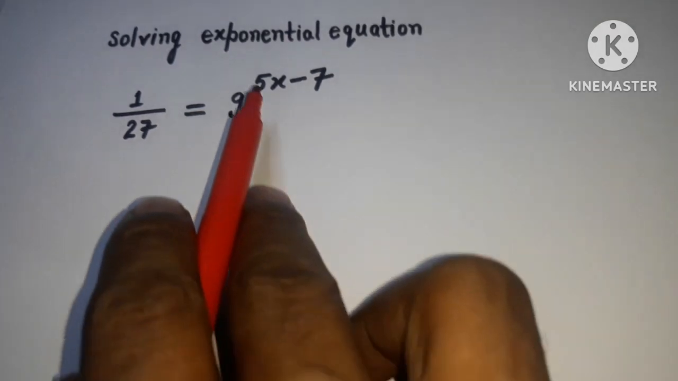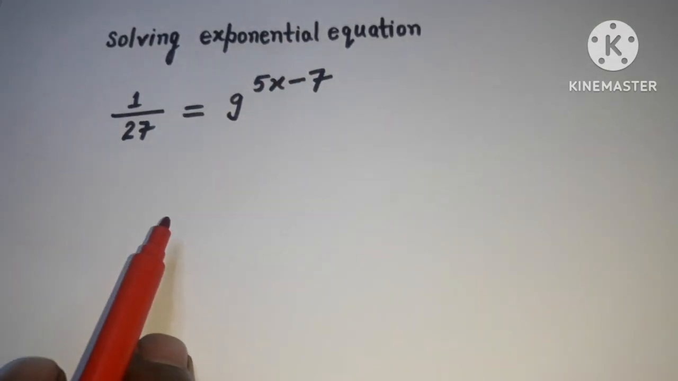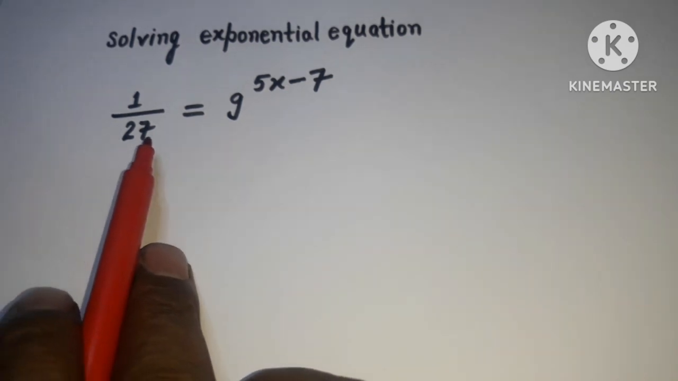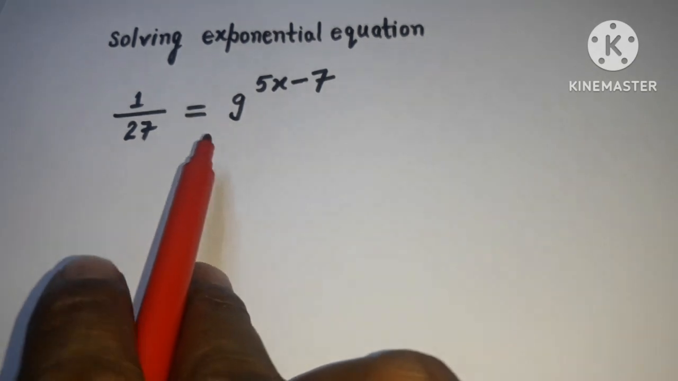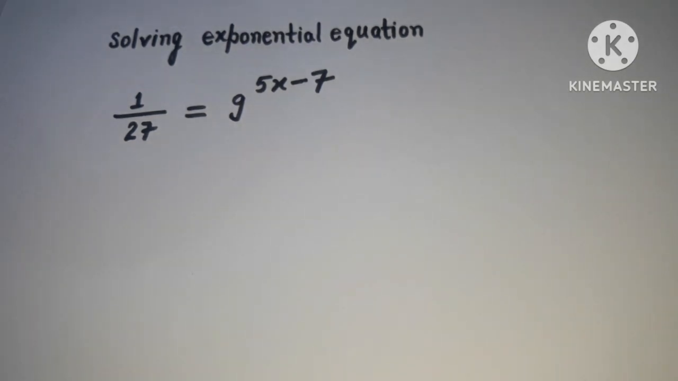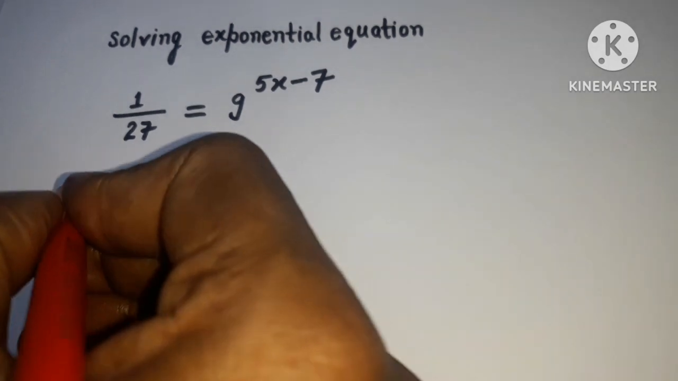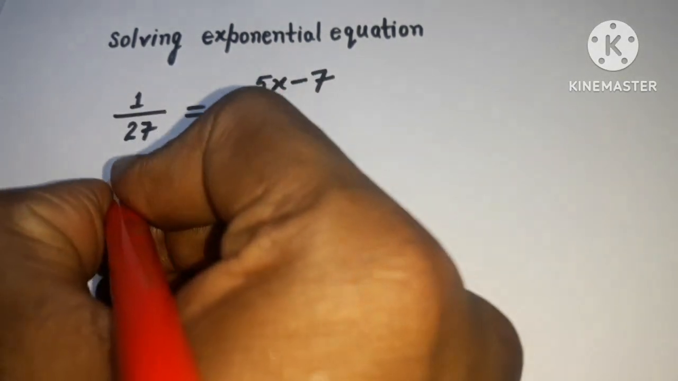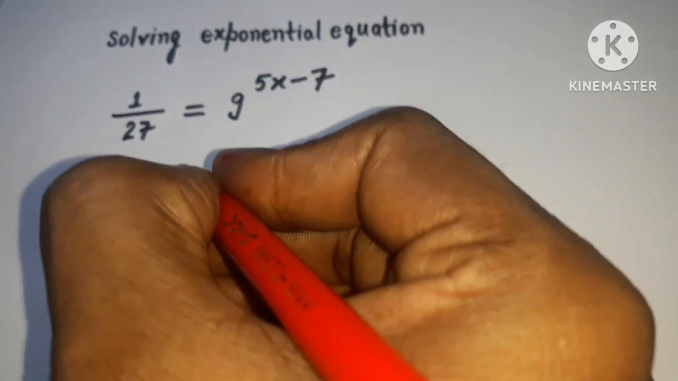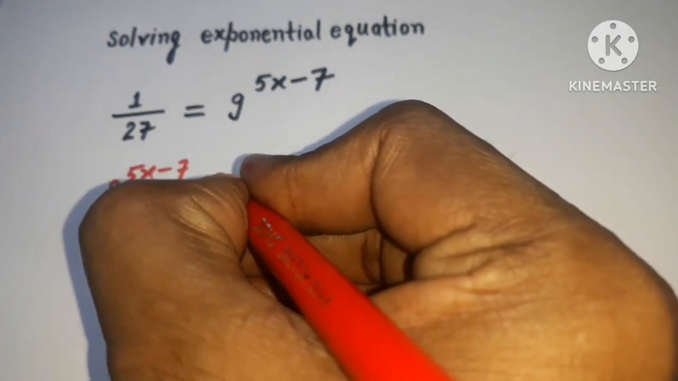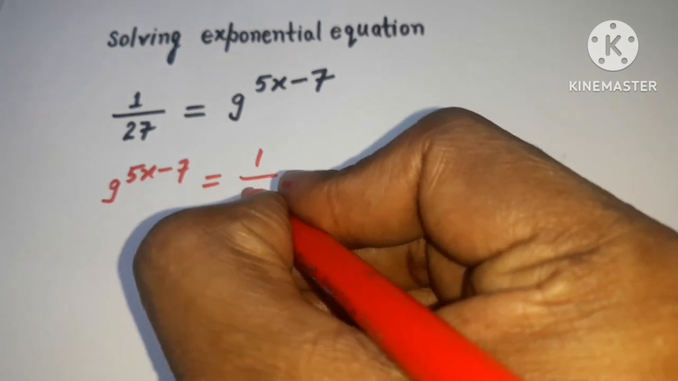Today we have this question, solving an exponential equation. Here 1 by 27 is equal to 9 to the power 5x minus 7. How can we solve this question? We need to put all the variables on the left side and all the constants on the right side. So here this one should be on the left side, so I'm writing here 5x minus 7, and here 1 upon 27.